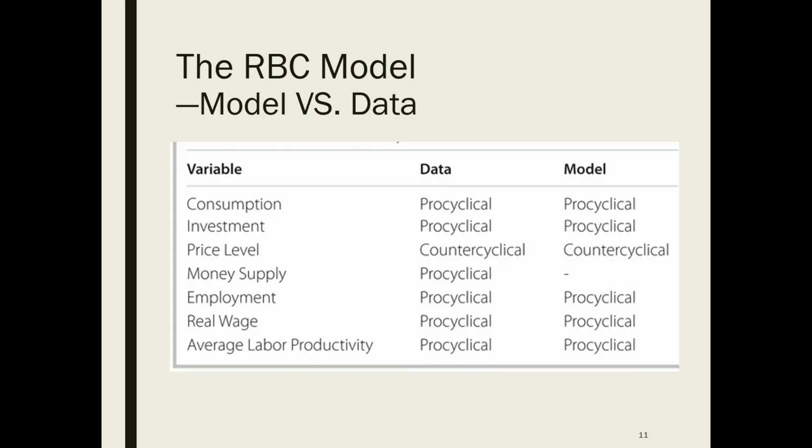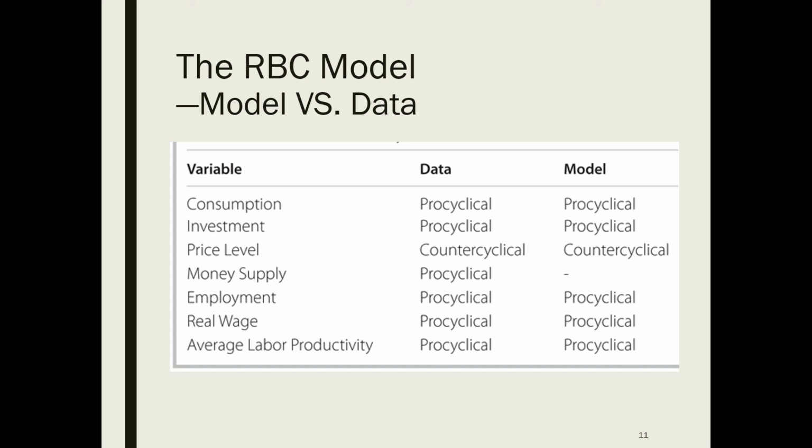Now let's summarize and compare what the business cycle data show and what the real business cycle model predicts. We can see that the model can perfectly match the fluctuations in consumption, in investment, in price level, in employment, in real wage, and in the average labor productivity. Most of it is the same and in line with the stylized facts observed in data.